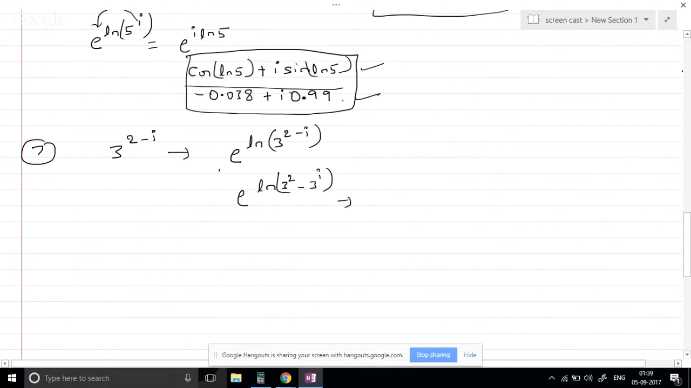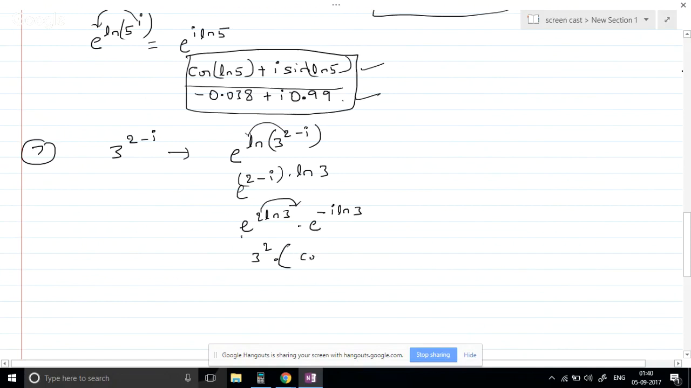Or this could have also been written like this. So let's take this power down here. So I end up getting e to the power 2 minus i times ln 3. Now this 2 will multiply to this one and i will multiply to this one. So e to the power of 2 ln 3 into e to the power of minus i ln 3. Now this is nothing but 3 square. 2 will come back to this, and it is 3 square into this.